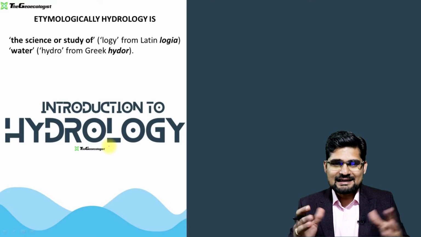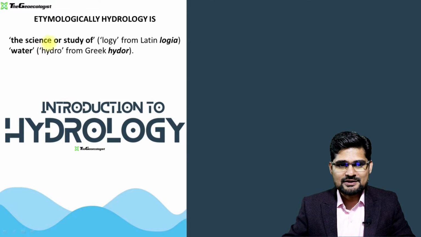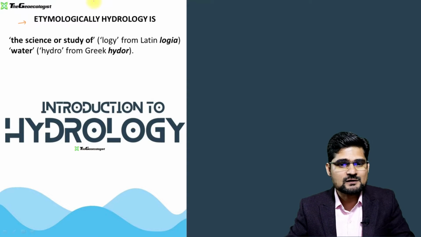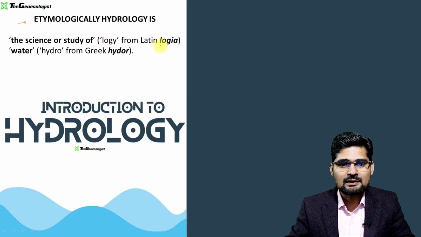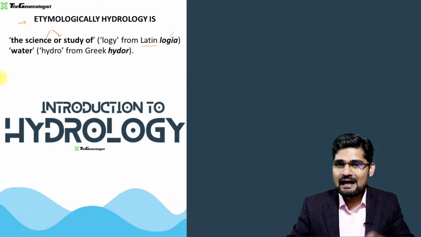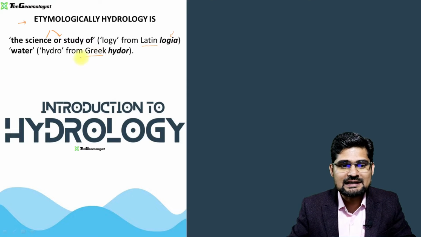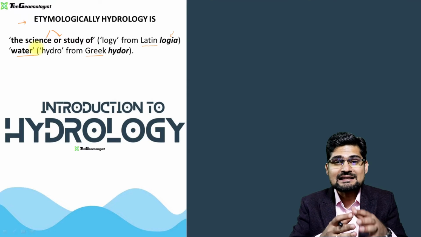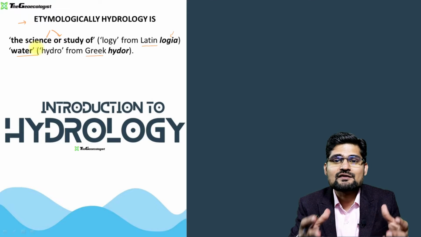So now let's understand this introduction to hydrology, and let's begin with the basics. Etymologically speaking, hydrology comes from the Latin word you see here, logos, logia, which basically means the scientific study, and hydor is from Greek, which basically means water. So basically, scientific study of water and its various components.